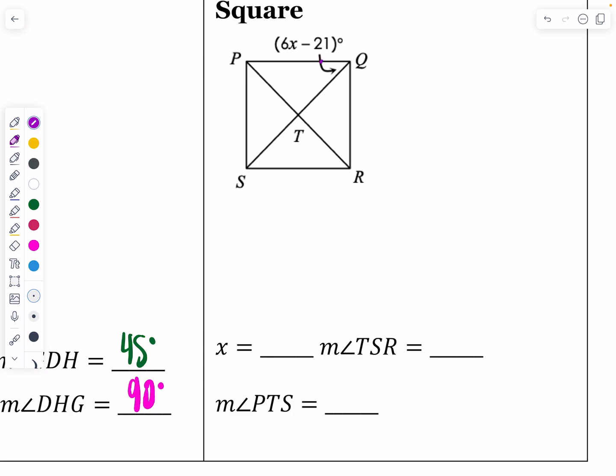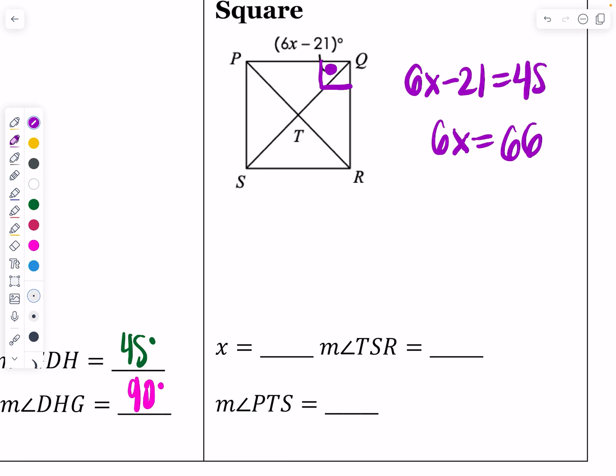It is a square, so this full thing is a right angle. So what is exactly this part? It's going to be half of that. So half of 90 is equal to 45 degrees. So if I get 6x equals 66, so x is going to be equal to 11. They want to know what is T to S to R, TSR, starting at T going to S going to R. Exactly half of 90, which is 45.